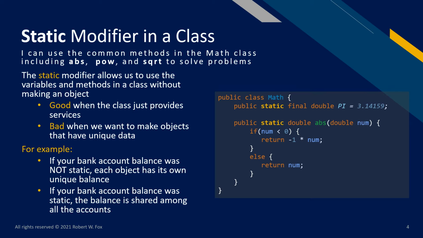That's not static. However, if your bank account balance was static, that would mean that that balance was actually shared among all the accounts in the bank. So you, your neighbor, someone across town, your bank accounts would all share the same amount of money. And when your neighbor took money out, you would lose money. And when you put money in, they would gain money. And so in that sense, static wouldn't be a good solution for a bank account balance, but for the Math class, it is a good solution because the Math class isn't maintaining any of its own data, and static allows us to use the stuff in the Math class without creating an object.